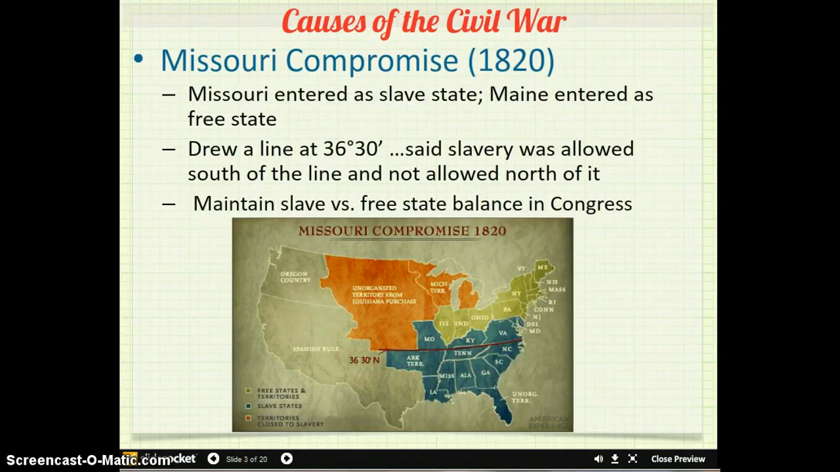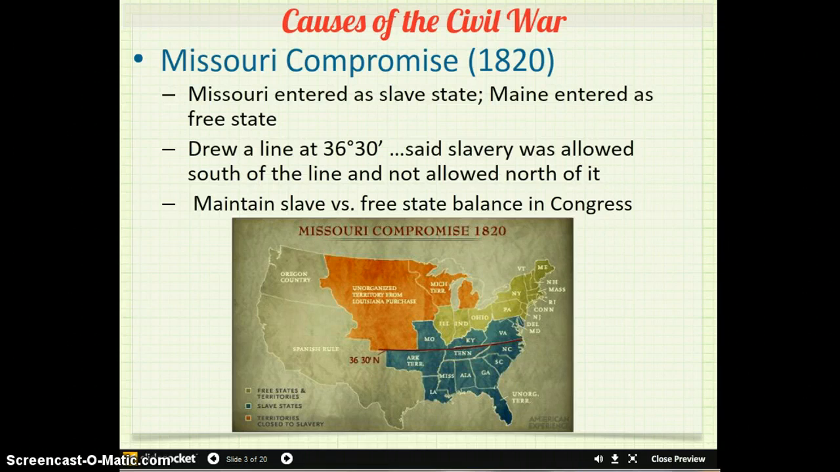Our next important cause, the Missouri Compromise of 1820. With this compromise, Missouri requested to enter the Union as a slave state. However, if Missouri were to enter as a slave state, then that would throw off the balance between free and slave states in Congress.